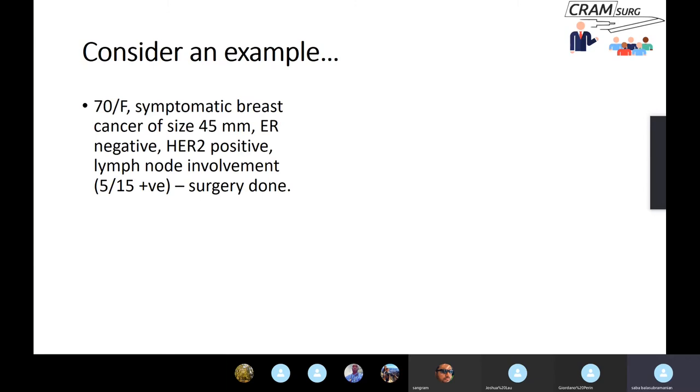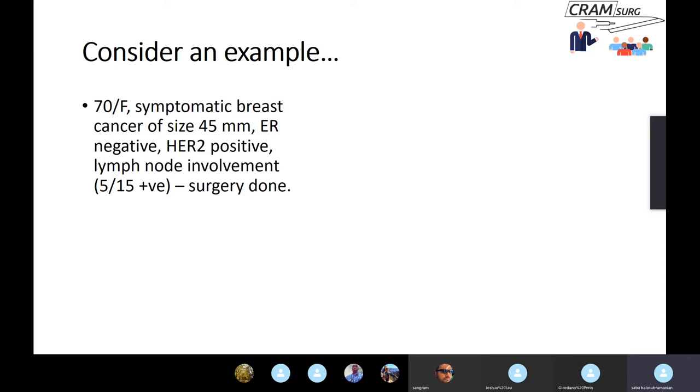Okay, so here's an example. We've got a 70-year-old female who presented with a breast lump that turned out to be cancer on biopsy and then had surgery. So you've got some information about the histology. It is a 45 millimeter size tumor, ER negative, HER2 positive, and she had positive lymph nodes. So this is all the information that I have.